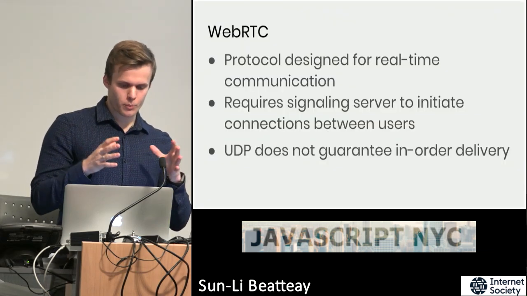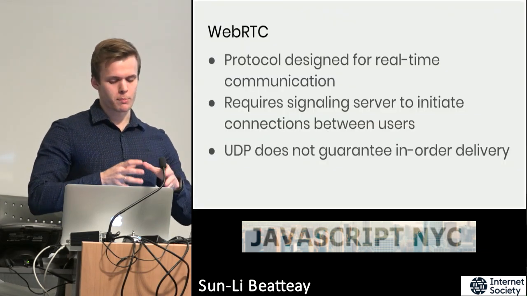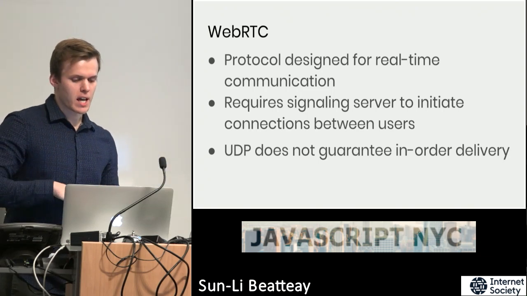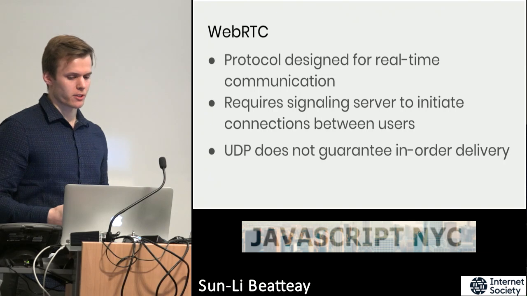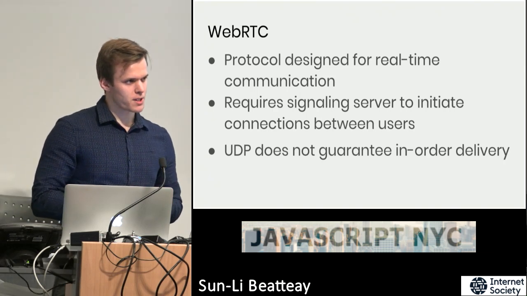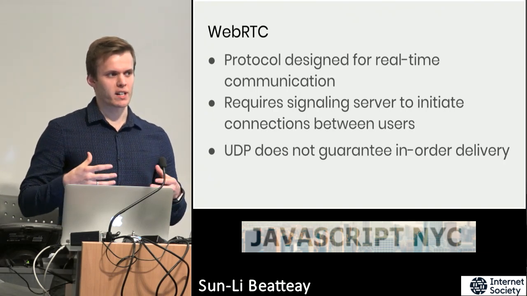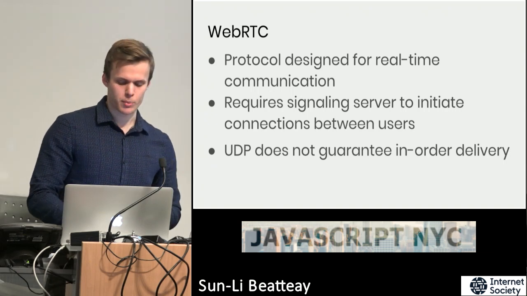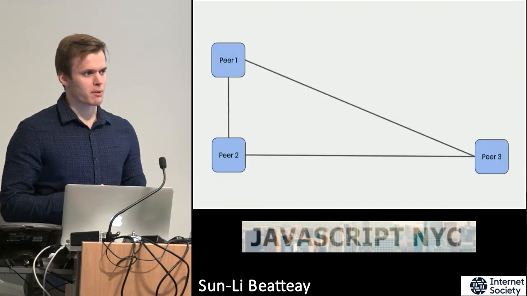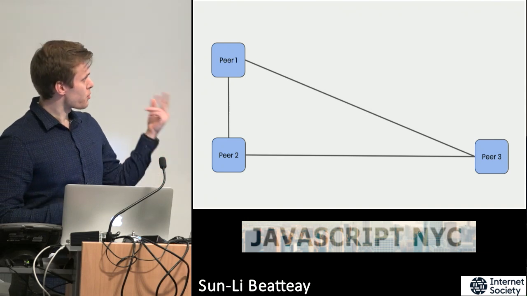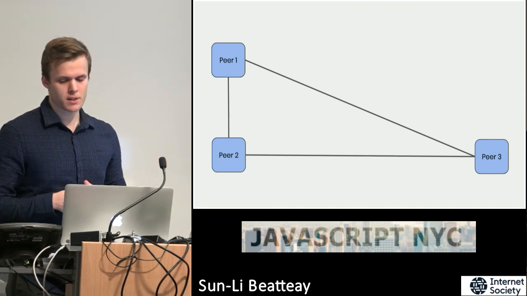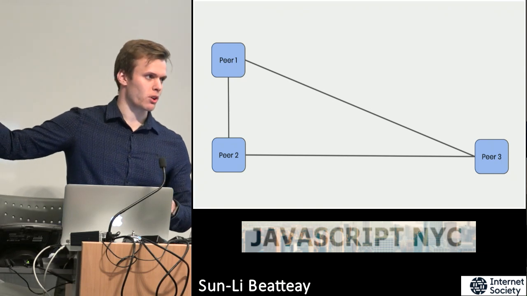And so WebRTC is nice, but there is one big drawback, which is that while UDP is fast and low latency, it doesn't guarantee in-order packet delivery. So that's a big problem for us, because for a collaborative editor, we kind of depend on operations being sent in order. The reason for that is, I can show you an example. Let's say we have 3 users collaborating together. Peer 1 and peer 2 are located very closely to each other, distance-wise, and then peer 3, let's say, is halfway across the world.